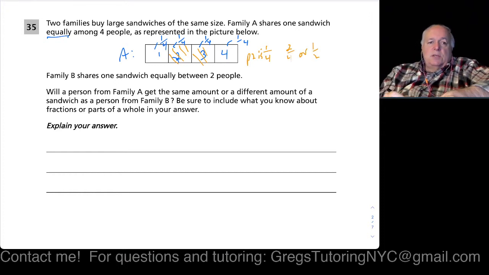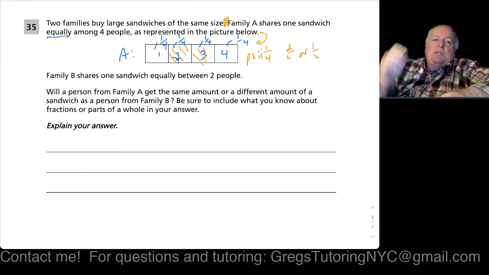So again, 2 families share the same size. Cool. Family A shares 1 sandwich equally among 4 people as represented below. So that's what we're literally saying. Family B shares 1 sandwich equally between 2 people. Okay? So there is a second sandwich, and I'm going to draw it just straight below here.